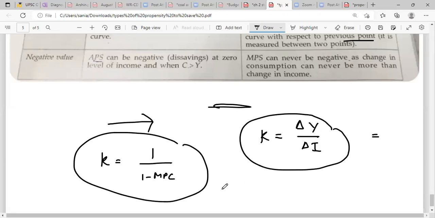1 minus MPC is MPS, right? Yes, you can even write it like this, MPS. In case change in income and change in investment are given, you can use this. But in case they have already given you the MPC itself, you can use this one. Okay, ma'am.